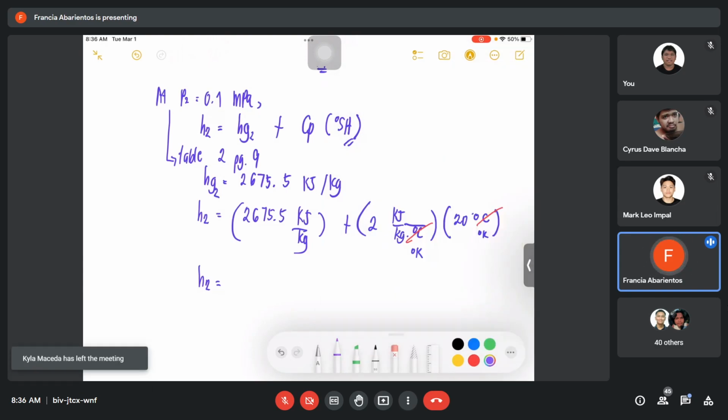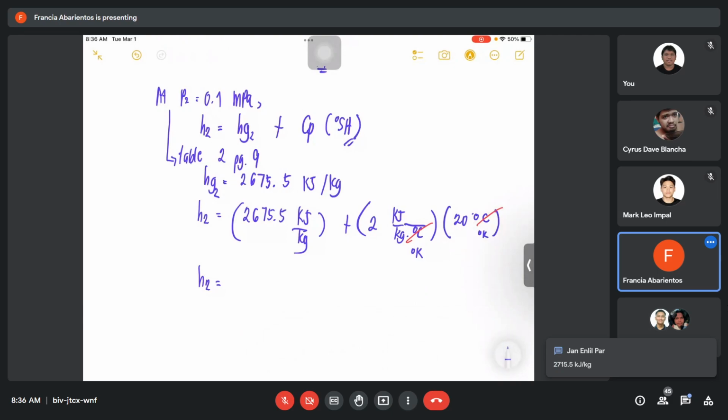Okay? What is now our answer, class? In H2, compute. Isa pa lang nakapag-compute. 2675.5. We have now, excuse me, 2715.5 kilojoule per kilogram. So this is now the enthalpy at point 2.